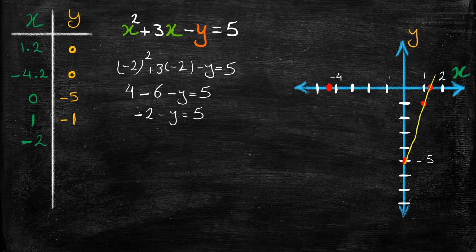So we have -2 to get rid of. So I'm going to add 2 to both sides of the equation. So you get this -2 gets eliminated from the left hand side. We have -y equals 5 plus 2, which is 7. Multiplying both sides by -1 to make y positive, y equals -7. So when x is -2, y is -7.